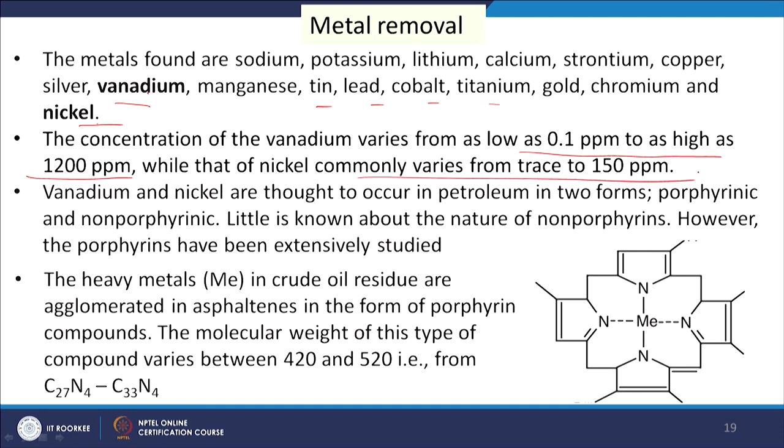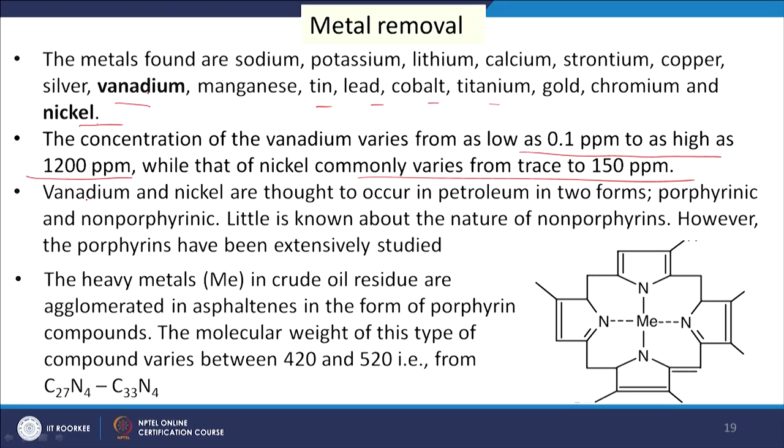So, nickel and vanadium are the two major metals present in the petroleum crude, and they need removal to get a high quality liquid product. In which form this vanadium and nickel exist, there are two thoughts. One is the porphyrinic, and another is the non-porphyrinic. So, in which form they are existing, the porphyrinic state or the non-porphyrinic state.